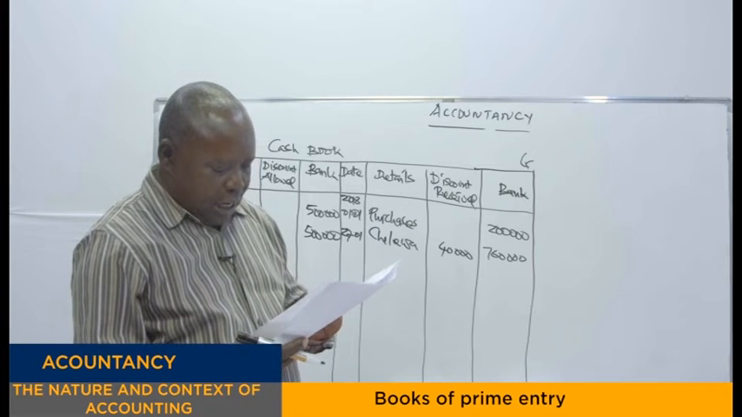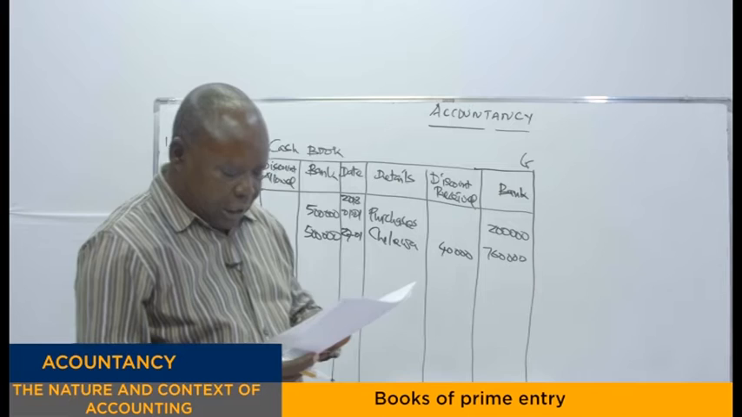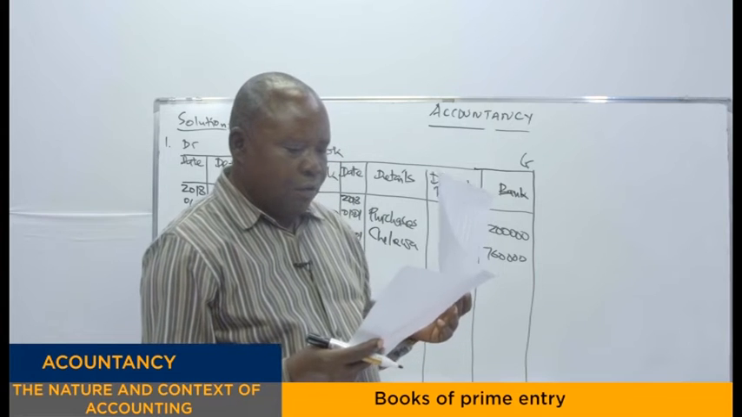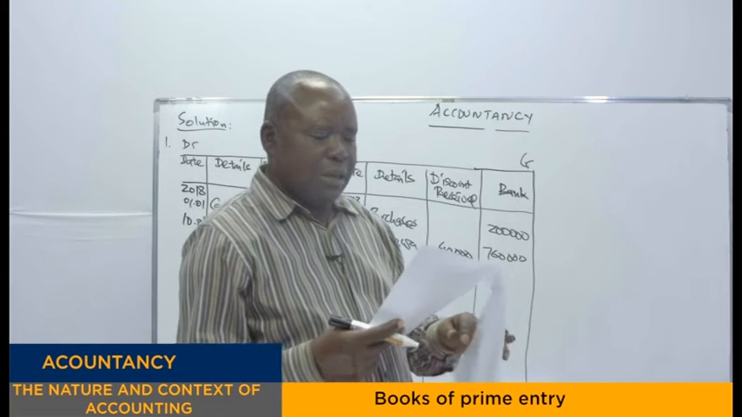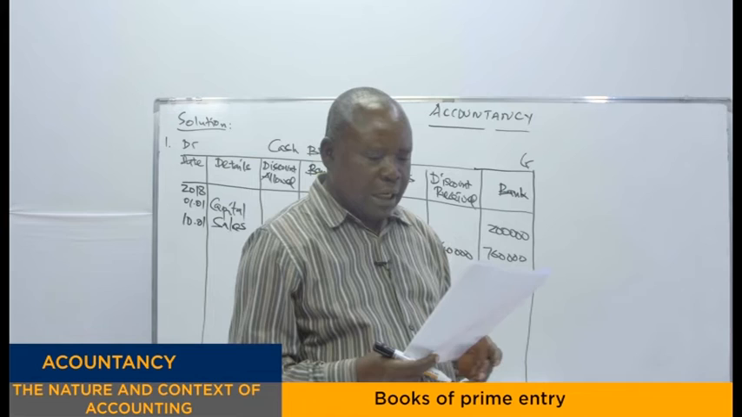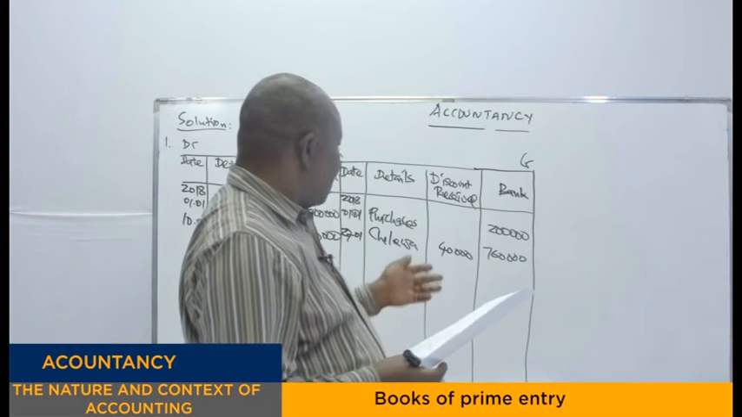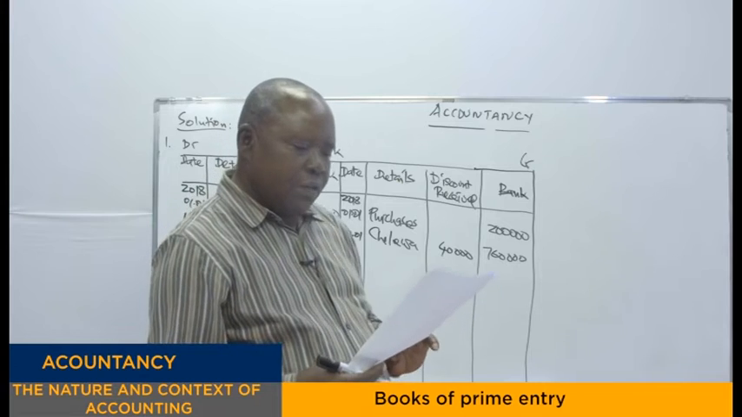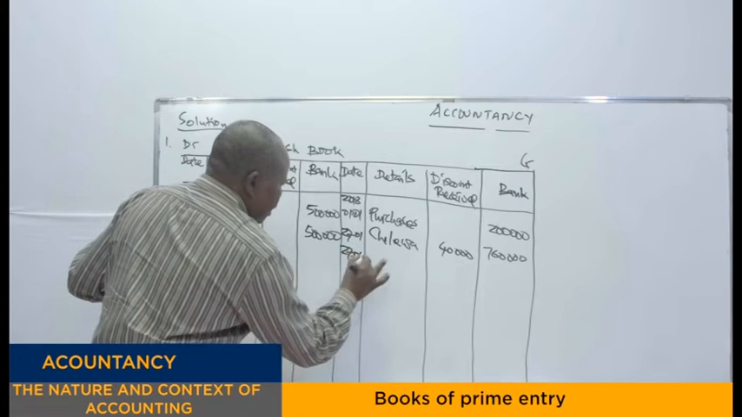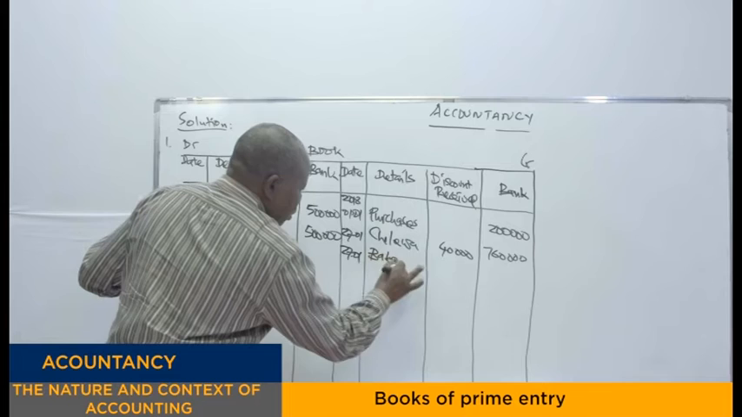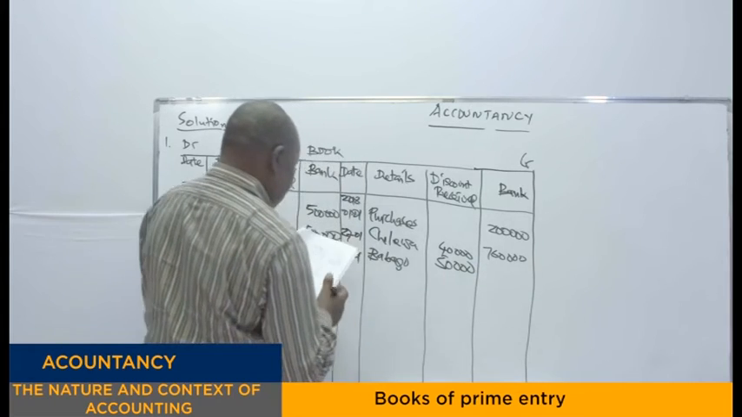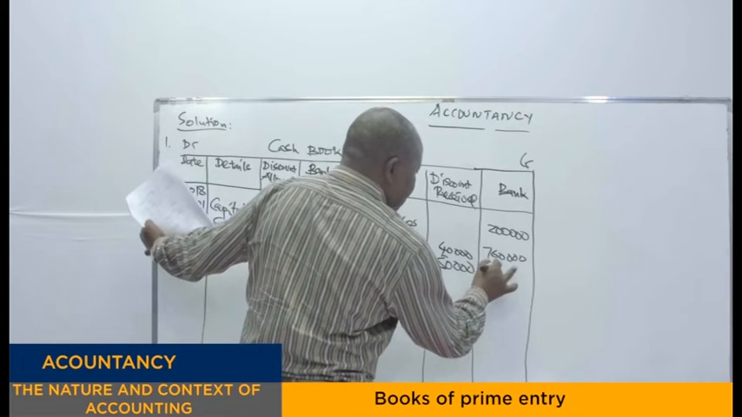On 27th January, sent a cheque to Babago, Tanzania shillings 500 in settlement of 550. So 50,000 will also be discount received. We are going to credit the bank, and also write in the column of discount received 50,000, on the same date. So we write 27th of January, Babago. Discount received is 50, and the amount of the cheque is 500.